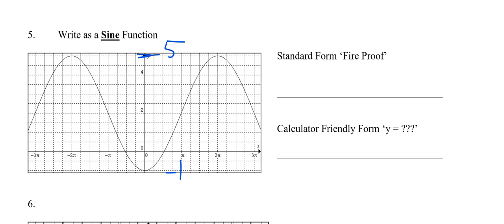What's the distance from 5 to negative 1? That's 6 units, right? So if I go up 6 units from negative 1, or, I'm sorry, half of that. If I go up 3 units from negative 1, or down 3 units from 5, I get 2.